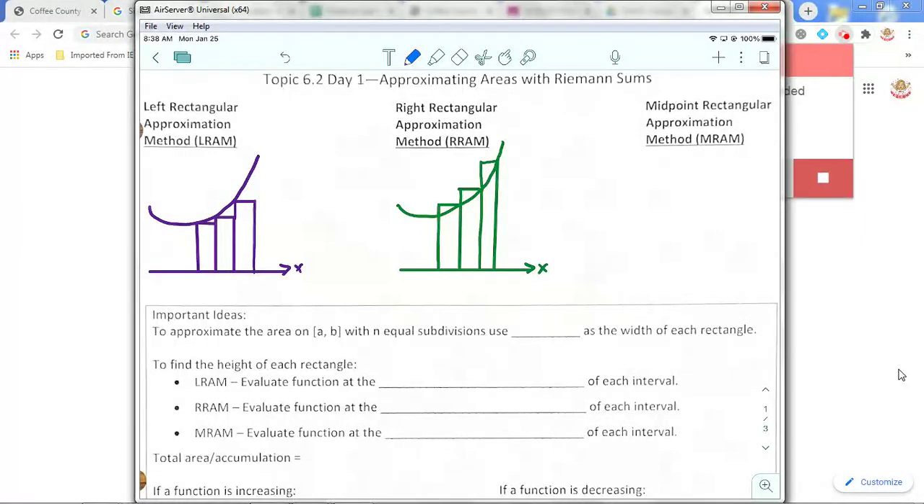Right, and then the very last one we're talking about today is the midpoint rectangular approximation method. And you probably could guess how this works. So on these, we're still going to have a rectangle, but neither corner is going to be what is sitting on the graph. It's going to be the midpoint of the rectangle that sits on the graph. So the midpoint. These are a little more difficult to do.